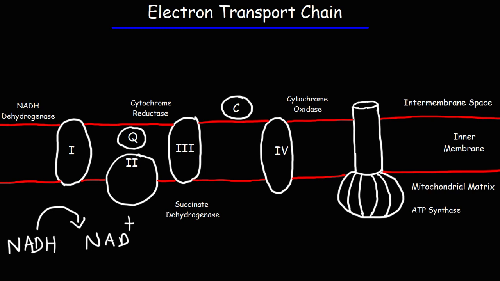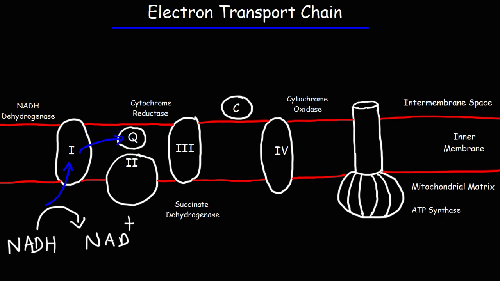As all dehydrogenase enzymes go, it's going to catalyze the removal of hydrogen from NADH. As a result, NADH will lose electrons. It's going to give up electrons to complex 1. Those electrons will travel to ubiquinone, represented by the symbol Q. Ubiquinone is a mobile electron carrier. It actually moves to complex 1, picks up the electrons, and then takes them to complex 3.